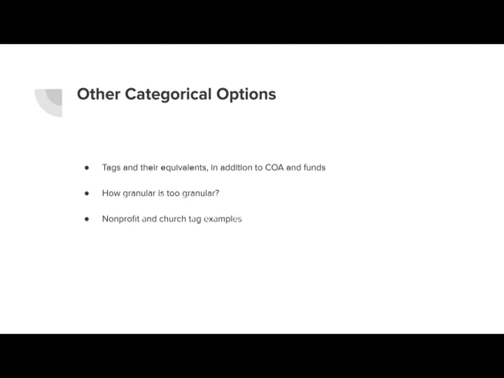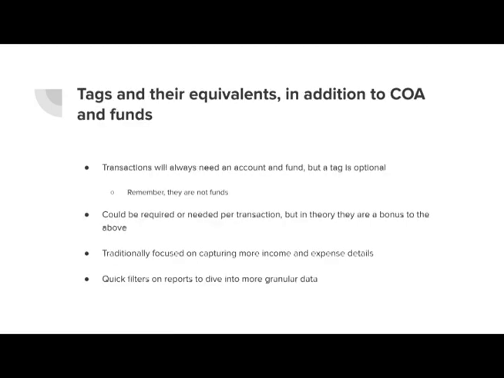But you then get into these other things. We call them tags. Again, in QuickBooks, they're called classes. In other systems, they might have other names. I'm not exactly sure what they call them, but the idea is there's some sort of optional thing that you can turn on in addition to your chart of accounts and funds to track more detail. The way that I describe tags in Aplos is, a tag is a further descriptor of income and expense activity. A good question to answer is how granular is too granular. Each one of these we're going to dive into, and then we'll take a look at some examples. So first, let's take a look at tags and their equivalents.